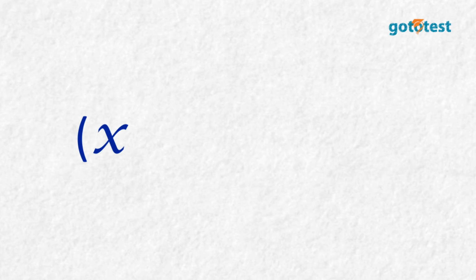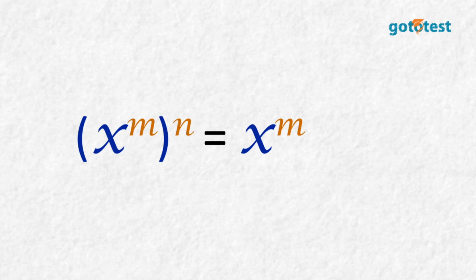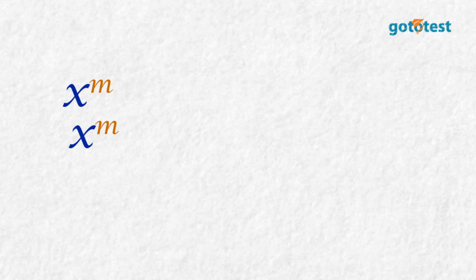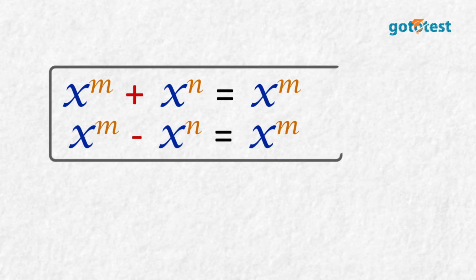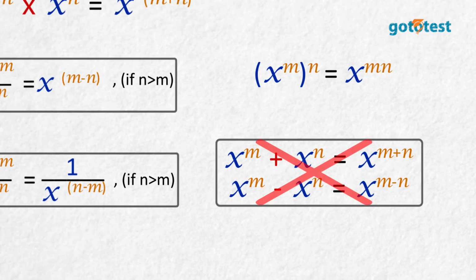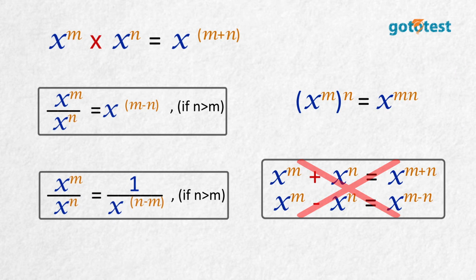X raised to the power m is then raised further to the power n. This is equal to x raised to m multiplied by n. Remember, there is no law when two numbers in exponent form are added or subtracted. Students generally make a mistake when two or more numbers in the exponent form are added or subtracted.